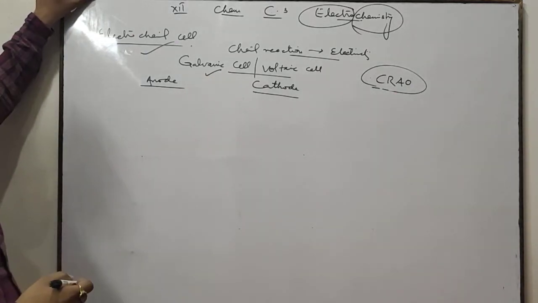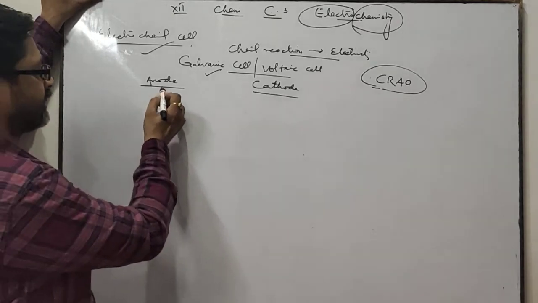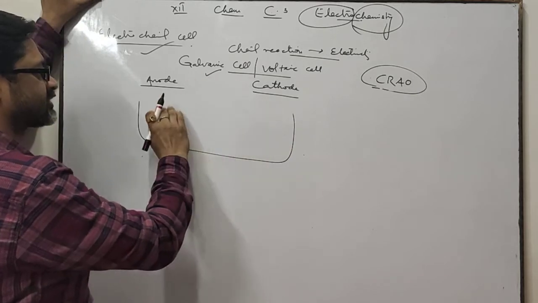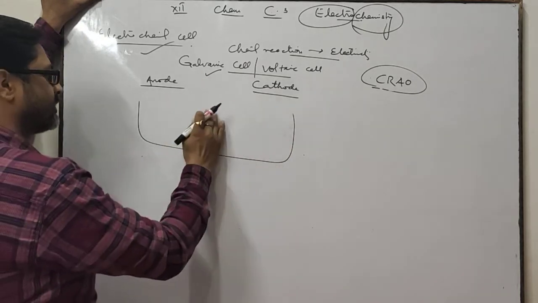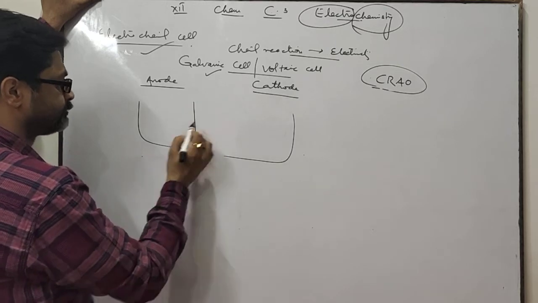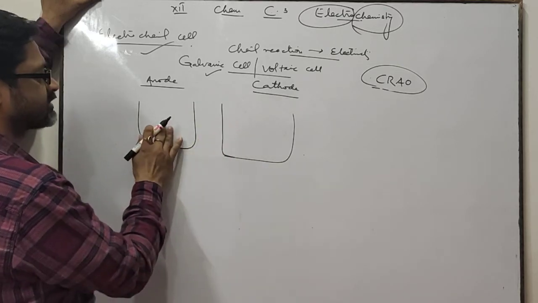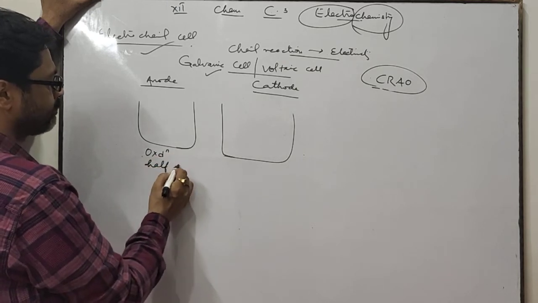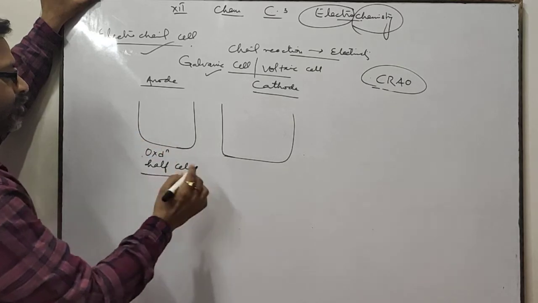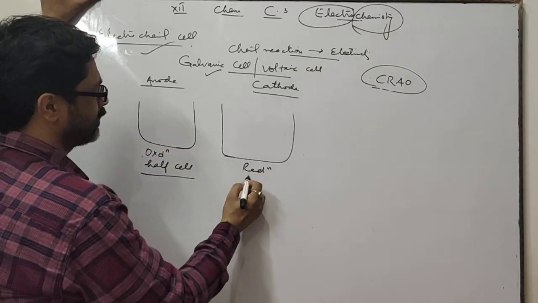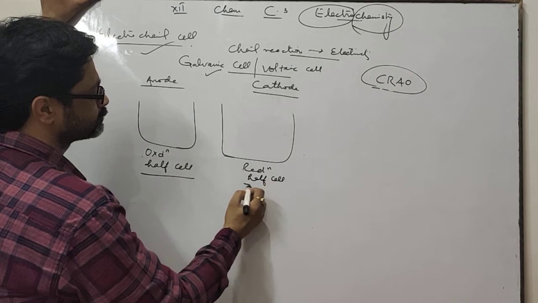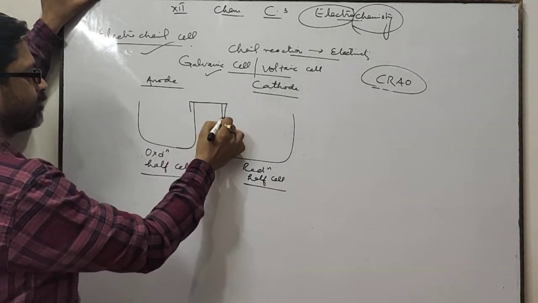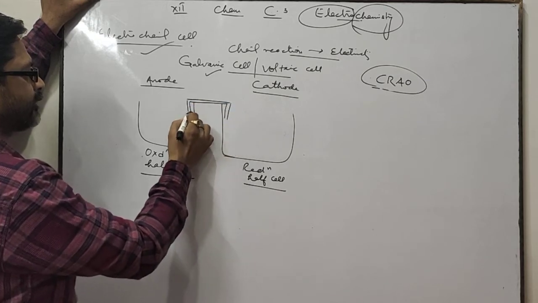In each galvanic cell or voltaic cell, there is an anode and a cathode. They are present within the same vessel or they are separated like this. Anode is a half cell in which oxidation takes place. Oxidation half cell is anode and reduction half cell is called cathode. Like this. These anode and cathode are connected together by a U-shaped tube.